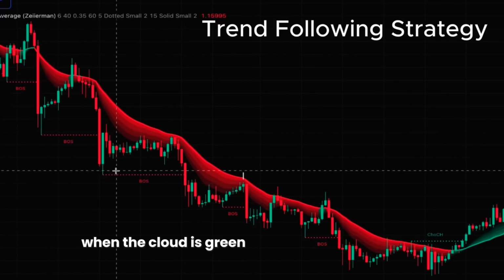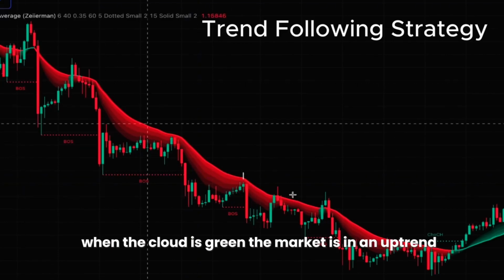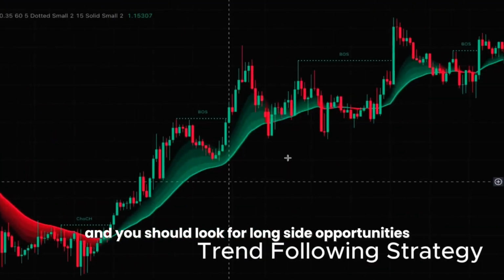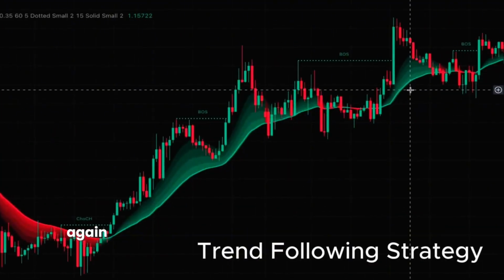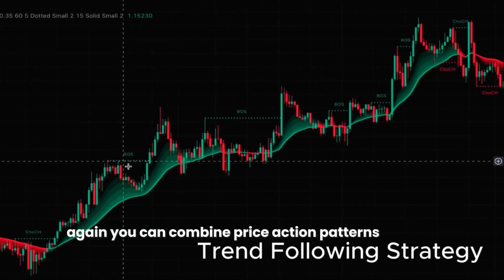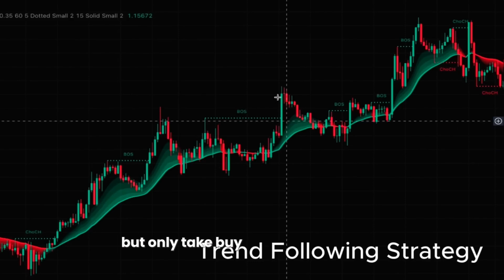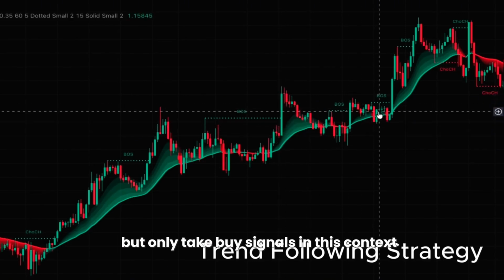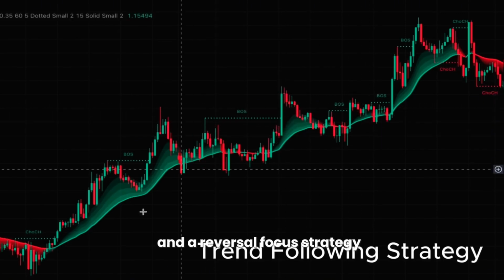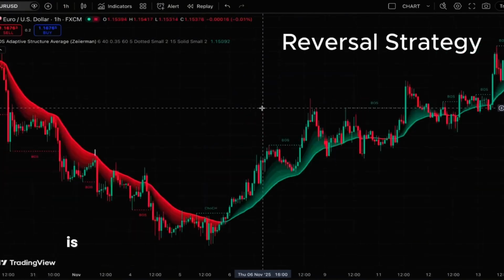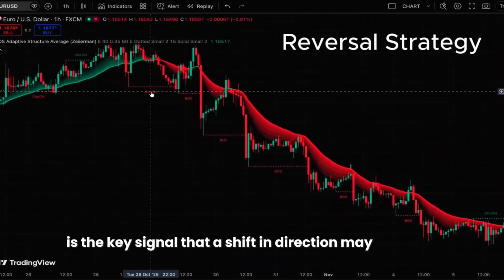When the cloud is green, the market is in an uptrend, and you should look for long side opportunities on pullbacks. Again, you can combine price action patterns with BOS marks or use a buy-sell indicator, but only take buy signals in this context. And now, a reversal-focused strategy. The change of character is the key signal that a shift in direction may be starting.